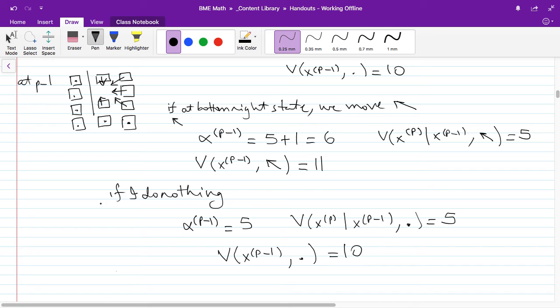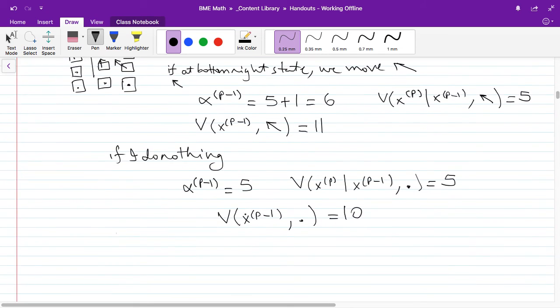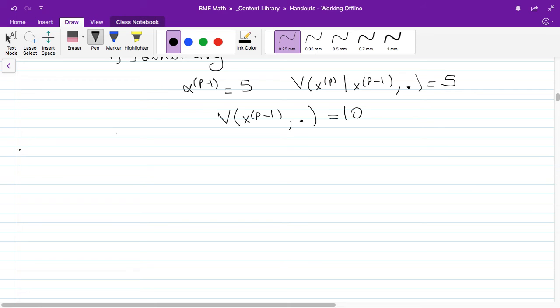All right. Any questions so far? All right, let's solve it for P minus 2. Again, you have to tell me what's the best policy at each state. What's the best action that I can do at each state?